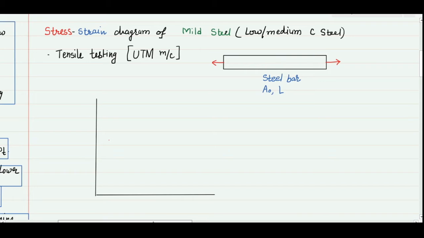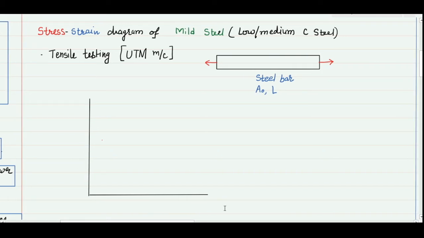Our first material is low carbon or medium carbon steel, normally considered as mild steel. This diagram is prepared by an experiment done on a universal testing machine, and the testing is known as tensile testing. We have a workpiece of a gauge length. Normally the length of this workpiece is defined as the gauge length. The cross-section area of the workpiece is A naught.